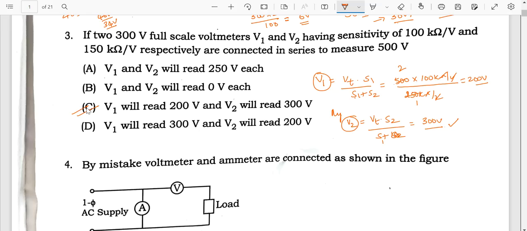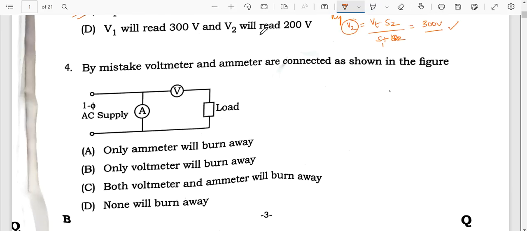So compared to the previous TSSPDCL paper, this paper is somewhat easier than the previous paper.